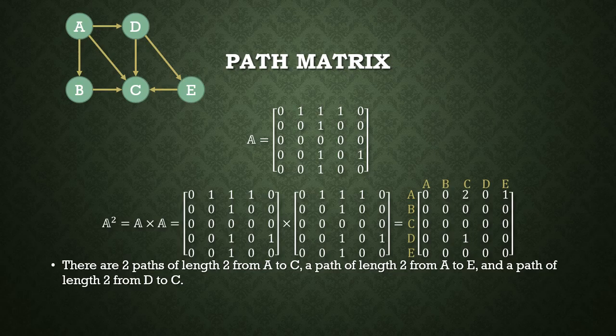Can you see this path? This path goes from A to D and then from D to E. A path of length 2 from D to C. From D, move to E and then to C.